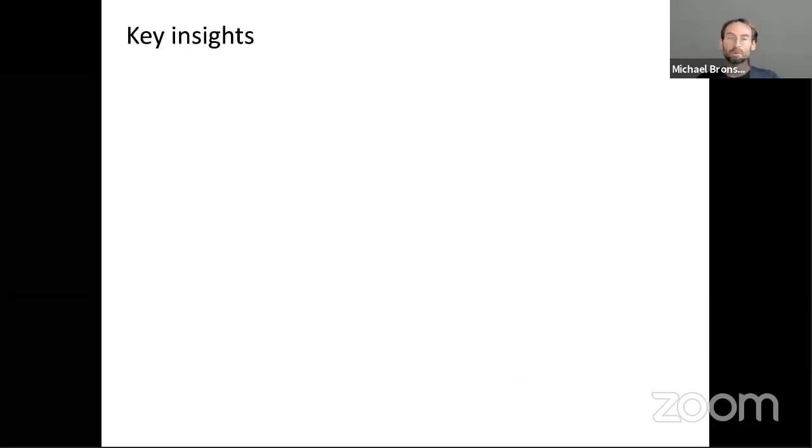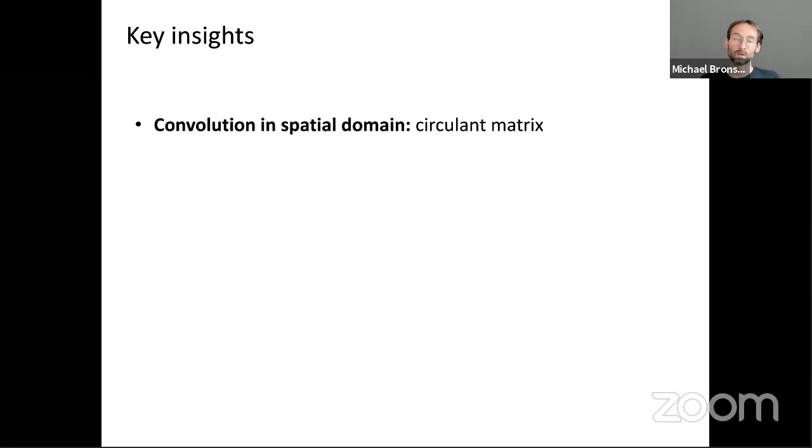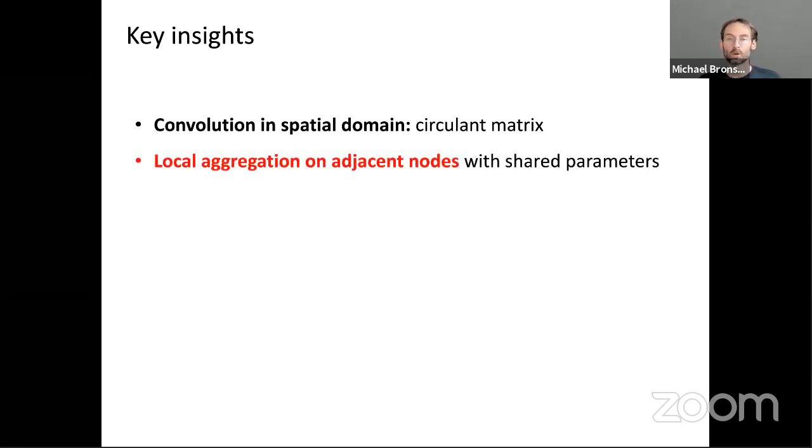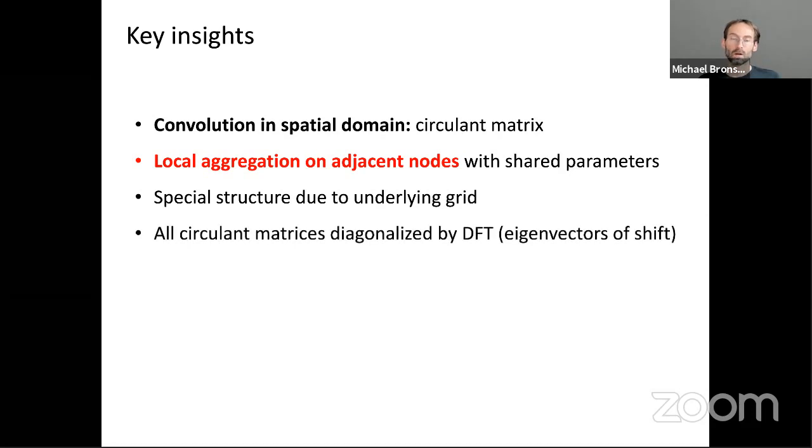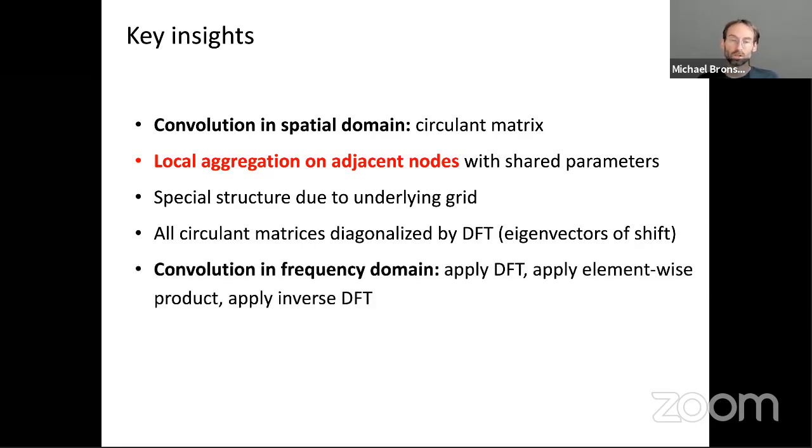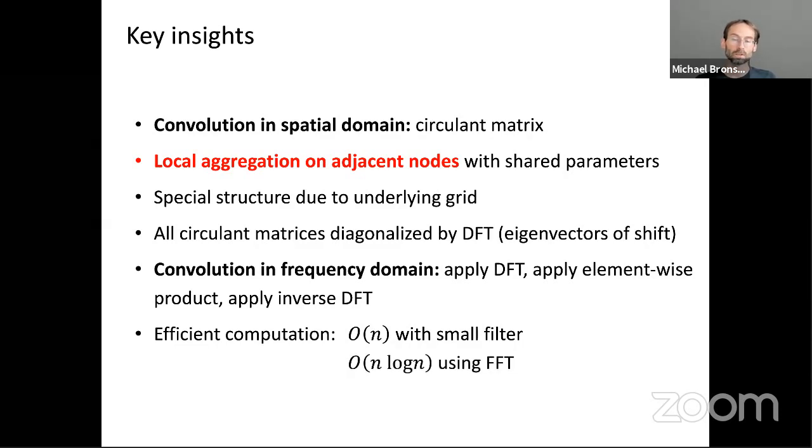So let's recap for a second. Basically, in the spatial domain, convolution is a circulant matrix. You can think of it as local aggregation with shared parameters. And this spatial structure comes from the underlying grid. We also know that circulant matrices are diagonalized by the DFT, which are eigenvectors of the shift operator. And therefore, we have the dual formulation of convolution in the frequency domain, right? And you can do convolution either in the spatial domain with order of n complexity, if the filter is small, order of 1, or you can do it in the frequency domain using fast Fourier transform in n log n complexity, which is, for any practical consideration, almost as good as order of n.